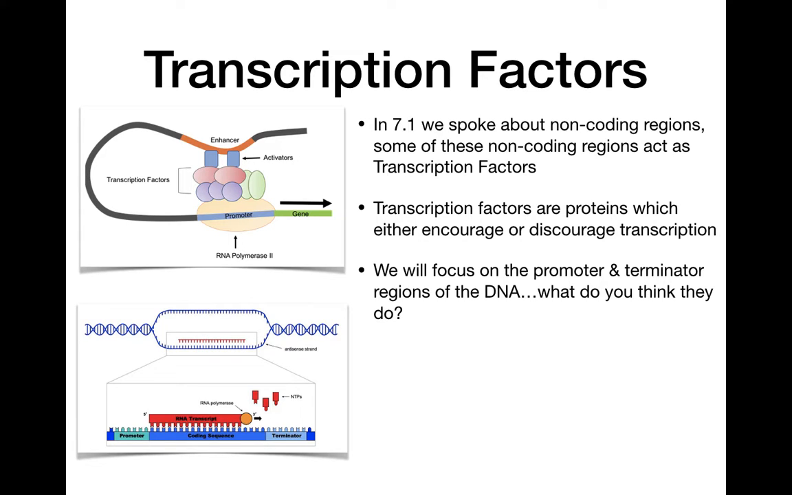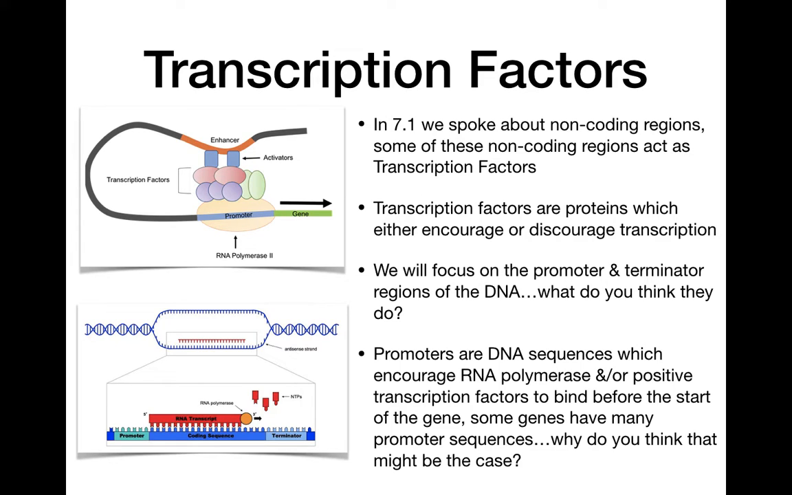Well, promoters promote transcription. So promoters are DNA sequences which are going to encourage RNA polymerase or other positive transcription factors to bind at the start of a gene. This is going to encourage transcription to happen more often, more regularly. And some genes have many, many promoter sequences. Take a minute, pause the video, talk to your partner. Why do you think that would be the case? Why would it have many promoter sequences on a single gene?